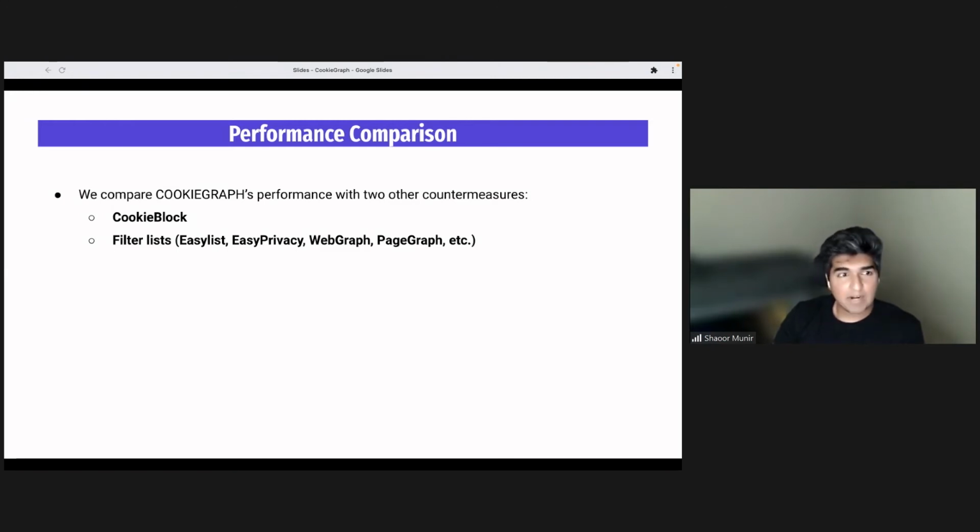We made use of WebGraph in our analysis and calculated the list of cookies which it blocked and used it for comparison with our approach. We compared COOKIEGRAPH against these approaches in three different categories: the overall accuracy, the website breakage, and finally robustness to cookie name changes.